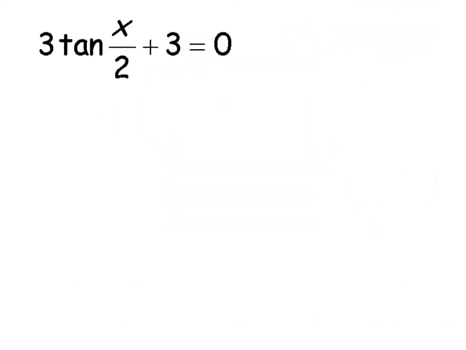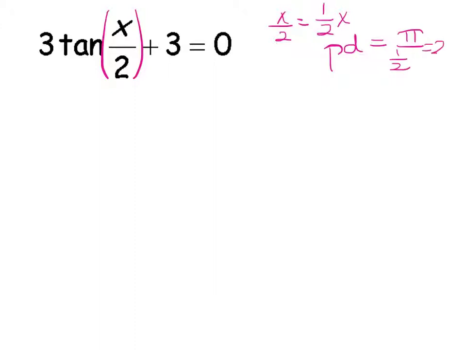In this next example, we have 3 times the tangent of x over 2 plus 3 equals 0. Keep in mind that x over 2 can be written as 1/2 x. And keep in mind that the original period for tangent is pi. So I'm going to have a period change that's pi divided by 1/2, which is 2 pi. So I have to keep this in mind as I'm finding new angles for both the specific values of x as well as a general formula for values of x.